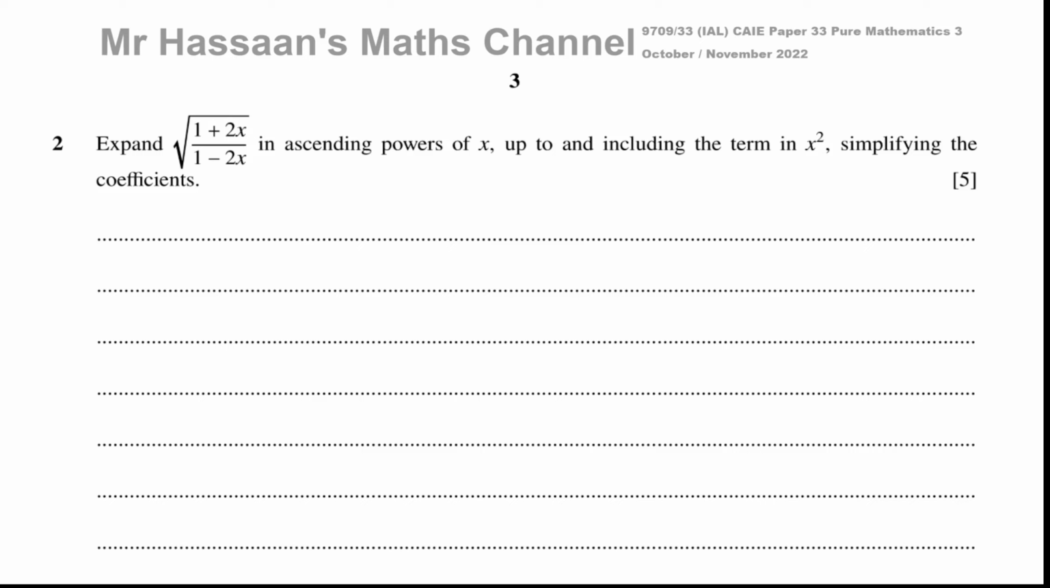The Hassan Maths channel. I'm now answering question number 2 from the October-November 2022 paper 3, variant 3 of Pure Mathematics 3 from the Cambridge 9709 board. And this question here is about binomial expansion. And a lot of the students who did this question didn't know what to do.